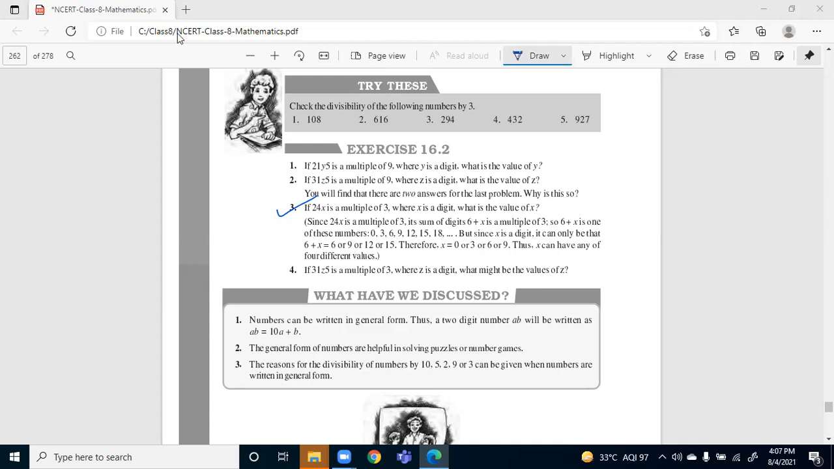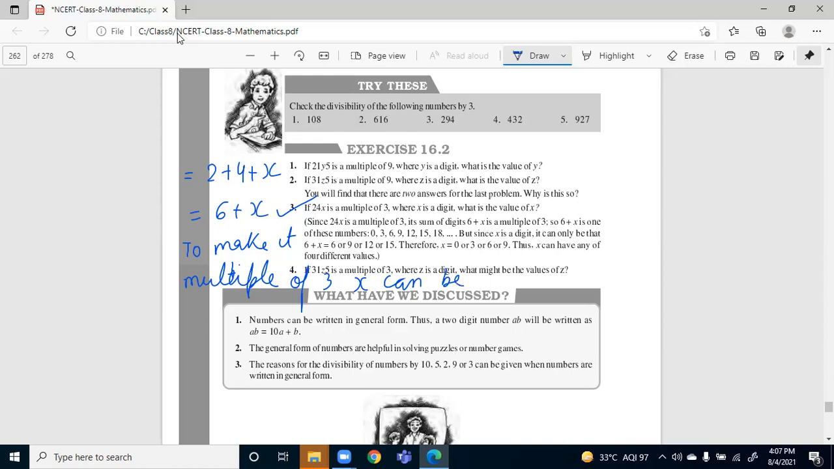So question number 3 is 24x is a multiple of 3. First of all, we will be adding the digits. If I take the sum, I get 6 plus x. To make it a multiple of 3, x can be, if I put 0, then it is 6. It is a multiple of 3.